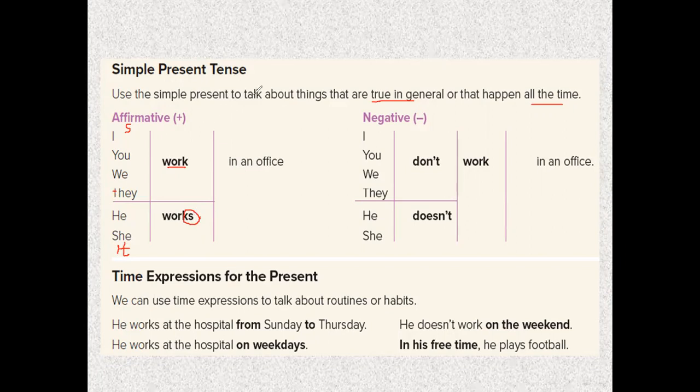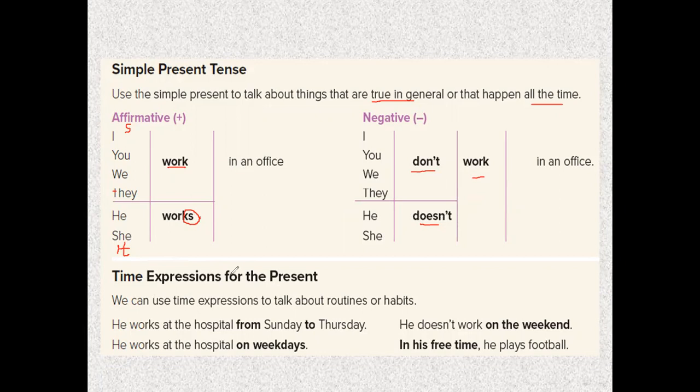How to change the sentence into negative? We will add don't or doesn't plus the base form. We will use don't for plural subjects, I, you, they, or we. And we will use doesn't for the singular subjects he, she, or it. For example, I don't work in an office, or you don't work in an office. We don't work in an office. But when I say he, I must use doesn't. He doesn't work in an office.